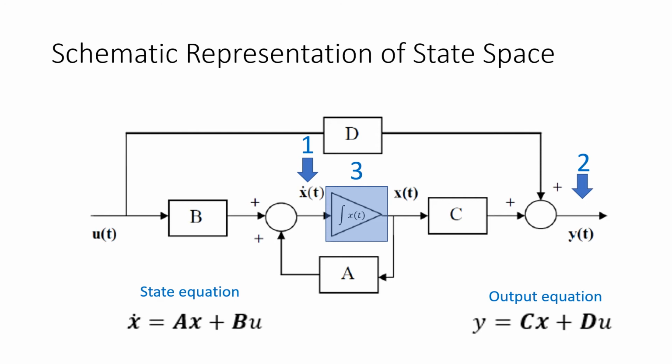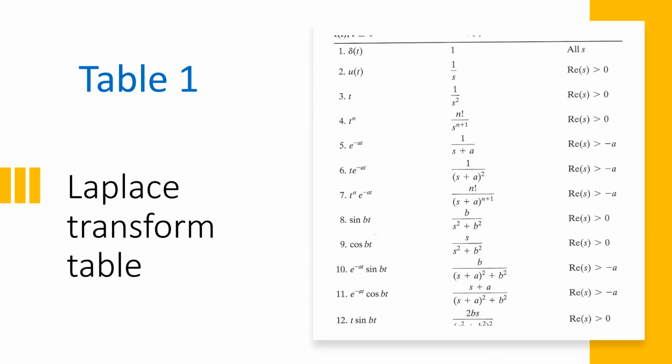And if you look at the triangle block labeled as 3 in the block diagram, it is the integration block. The function is to integrate the x dot signal to the x signal, which is the state variables. Since the transfer function is in the Laplace domain, while the state space representation is in the time domain, we need the Laplace transform to convert from transfer function to state space and vice versa.